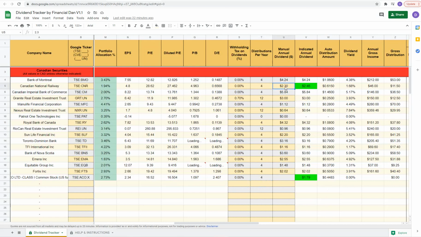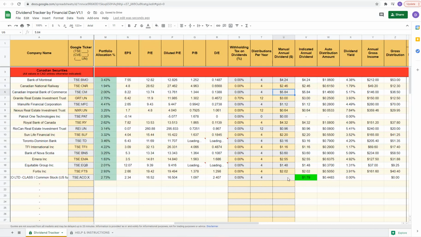But if CN Rail, for example, if their dividend happened to be $2.50, then it would highlight red, indicating there'd been a pay cut. And the way to clear that field is you just enter in the new dividend amount. So $2.46, and you can see the flag is cleared.